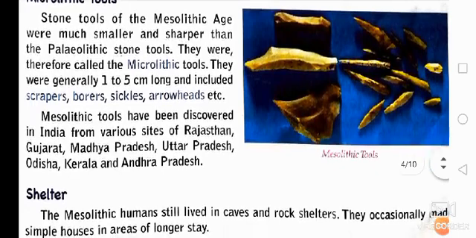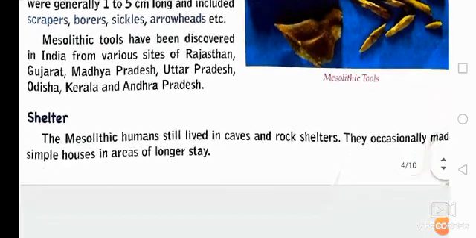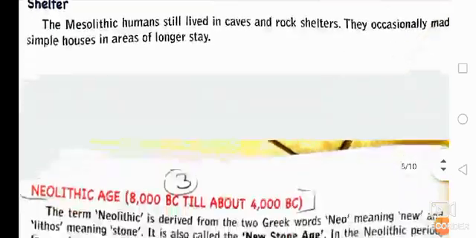Mesolithic tools have been discovered in India from various sites of Rajasthan, Gujarat, Madhya Pradesh, Uttar Pradesh, Odisha, Kerala and Andhra Pradesh. Shelter. The Mesolithic humans still lived in caves and rock shelters. They occasionally made simple houses in areas of longer stay.